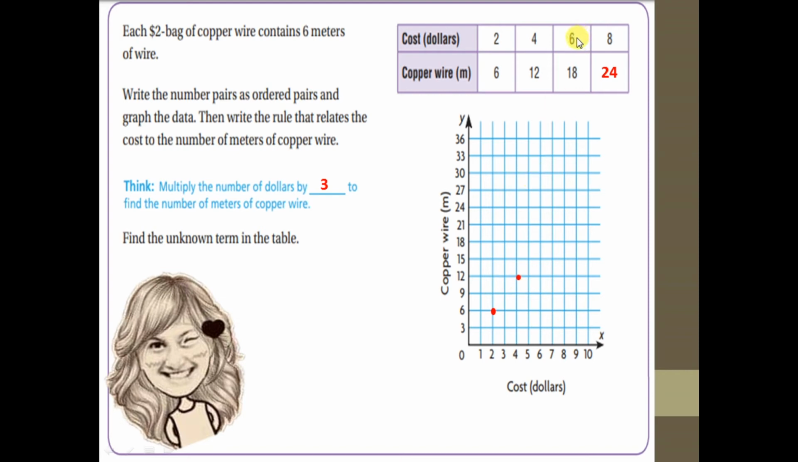We start from the origin, we go to 4, then we go up till 12. Then the third point is 6 with 18. So we start from the origin until 6, then we go up until 18. And here is the third point. 8 with the number that I found is 24. So 8 with 24. Here's 8. Then we go up until 24.